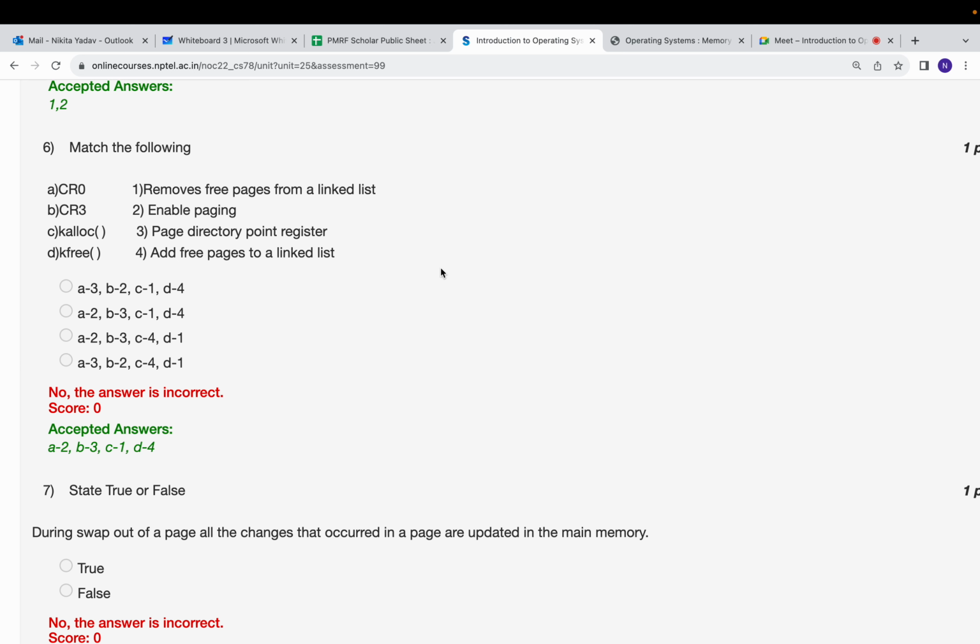Okay, I think the explanation is not correct, and the answer is also not correct. So I'll just explain why. Swap out means that the page is moved from main memory to the disk. When does swap out happen? Swap out happens when your physical memory, your RAM, doesn't have any free pages.